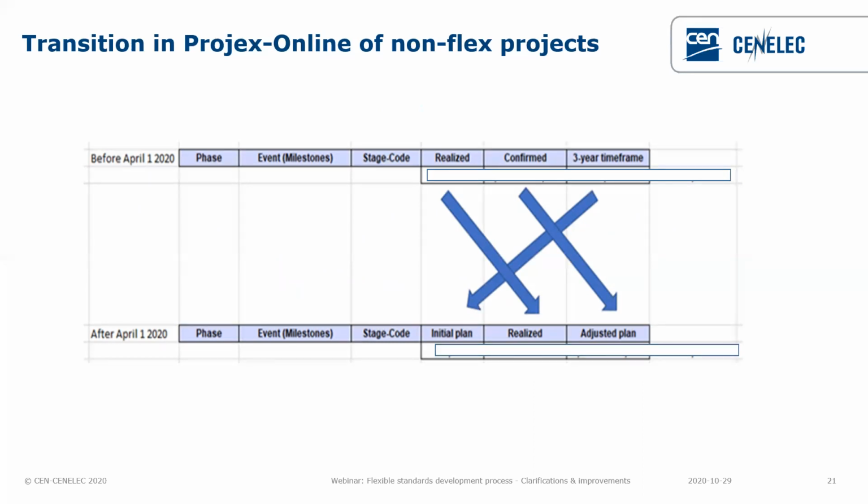You see in the upper part of this table how it was presented before April 2020. So you had the 3-year time frame that was basically the standard, the default time frame. And you had realized and you had confirmed. Now, after 1st of April 2020, for all work items, we have initial plan, realized, adjusted plan.